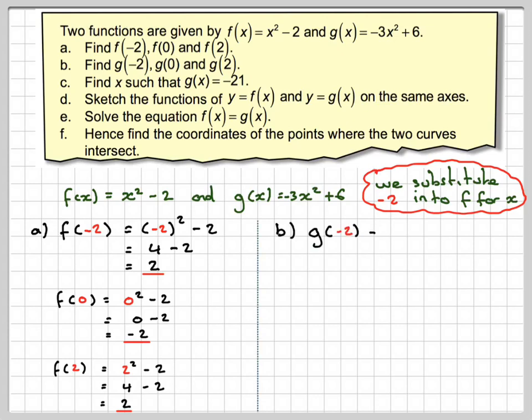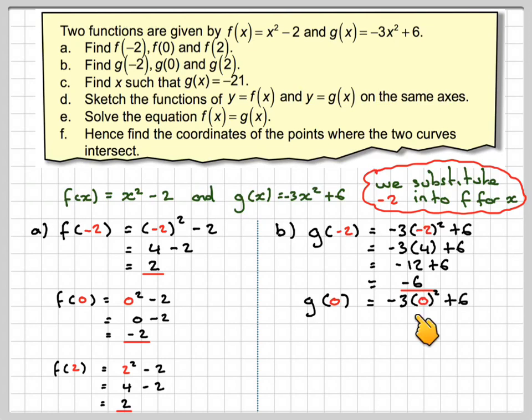Right, now to g of minus 2. So g of minus 2 is going to be minus 3 times minus 2 squared plus 6. Now you need to be clear, what do we do first? Do we do minus 3 times minus 2 and then square, or do we do minus 2 squared and multiply by minus 3? What we do is minus 2 squared multiplied by minus 3. So the next line is minus 3 times 4, because minus 2 squared is 4, plus 6, and that gives me minus 12 plus 6, which is equal to minus 6.